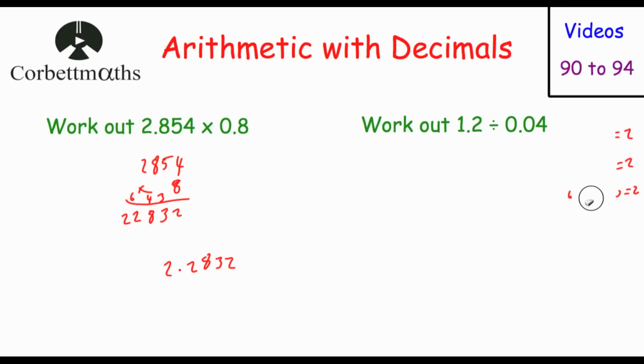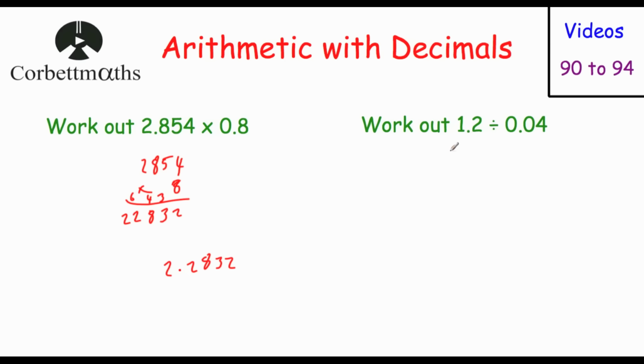So as long as you multiply both the number you're dividing and the number you're dividing by either 10 or 100 or 1,000 or whatever, you'll always get the same answer. So if we had 1.2 divided by 0.04, I want to turn this 0.04 into a whole number. So I want to multiply it by 10 and by 10 again to get 4. So I want to multiply it by 100. So I'm going to multiply both these numbers by 100.